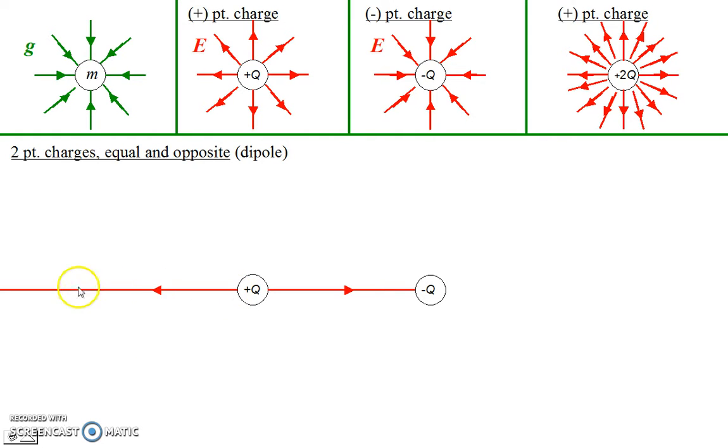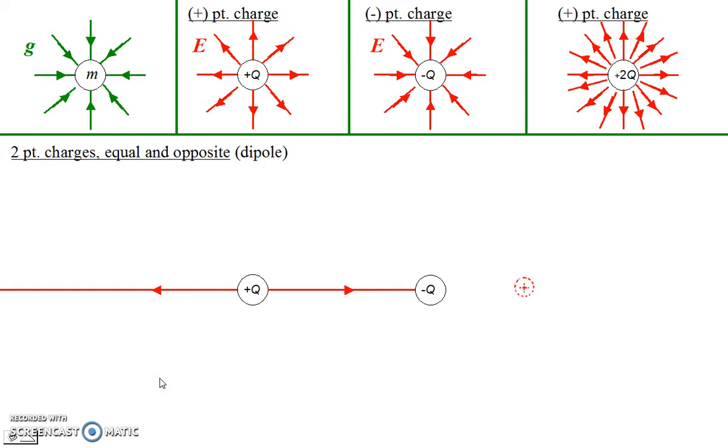So the field points to the left, and draw a nice long field line extending all the way to the end of your page, because it just keeps going. A positive test charge closer to the positive charge will be repelled more than it is attracted by the negative, and so this wins. And so the overall field points to the left. Remember, the field is like a map showing the force acting on the test charge.